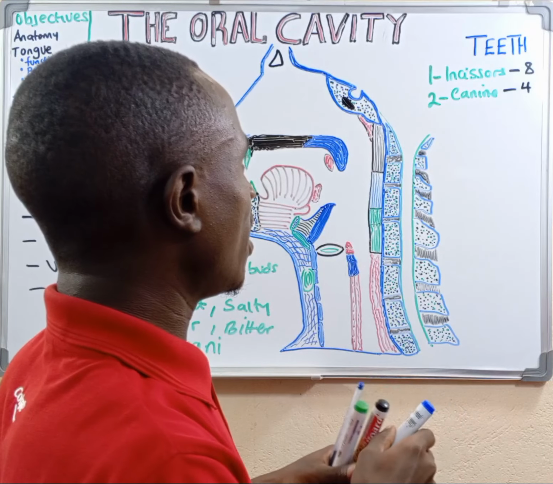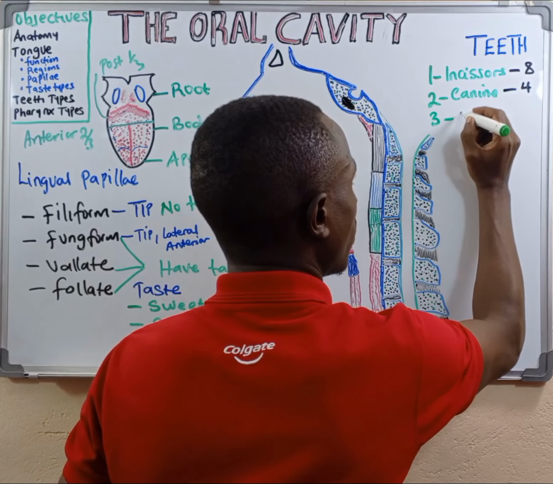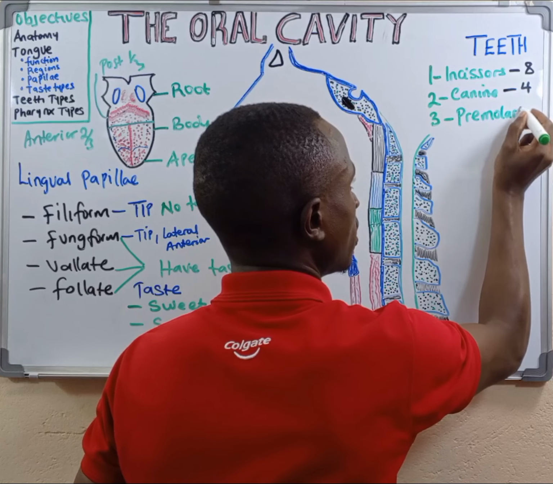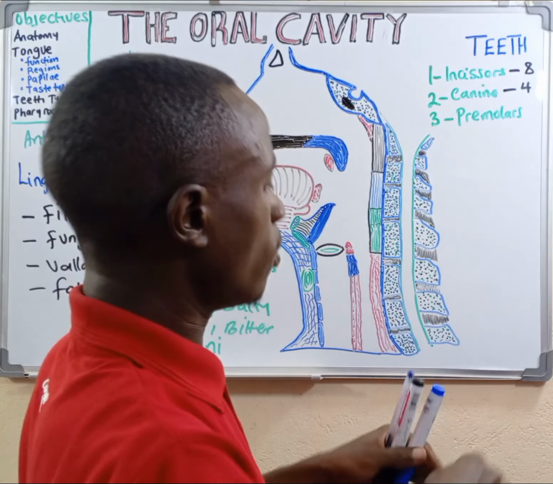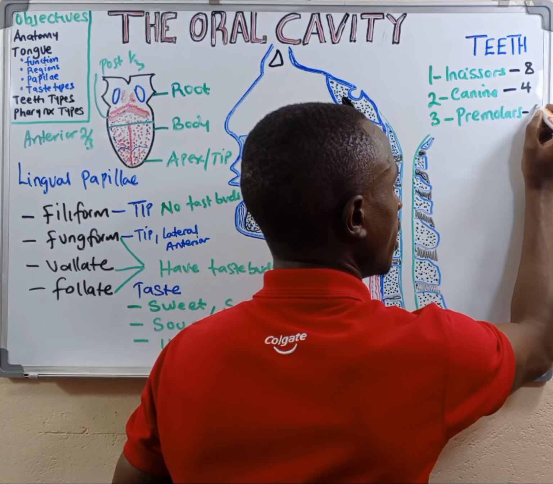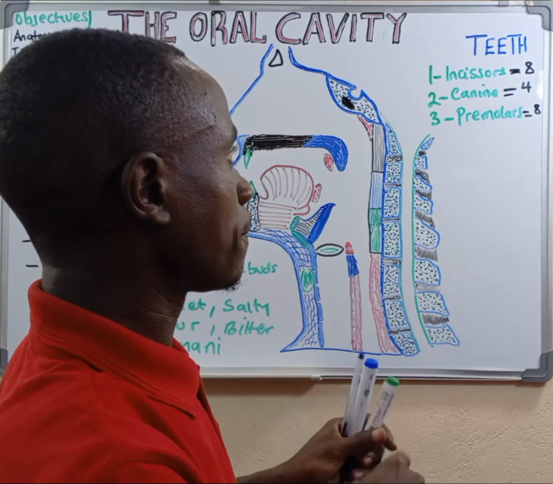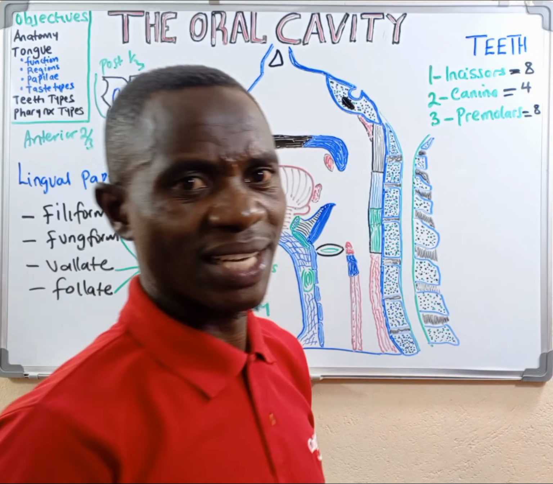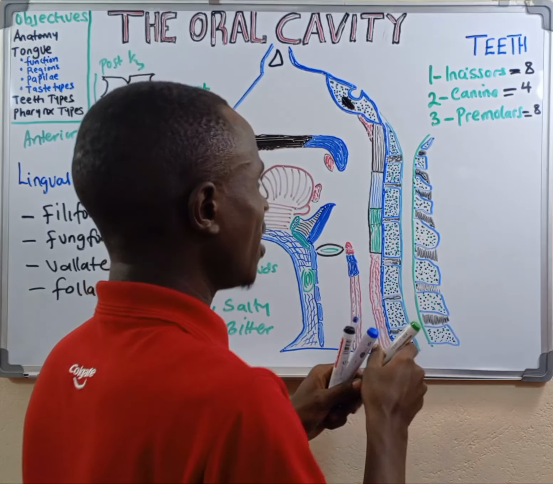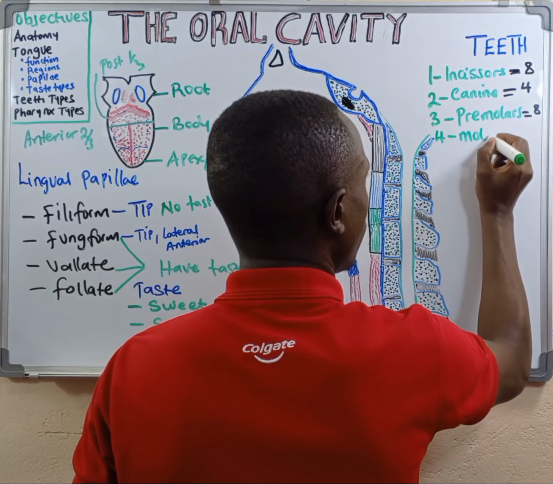Then the third category of the teeth is the premolars. The premolars are going to be 8 in number, and they are very important in the grinding process.